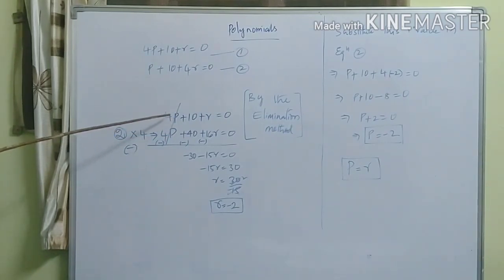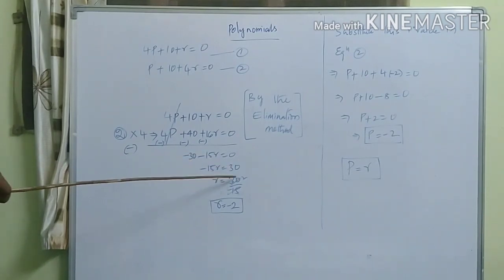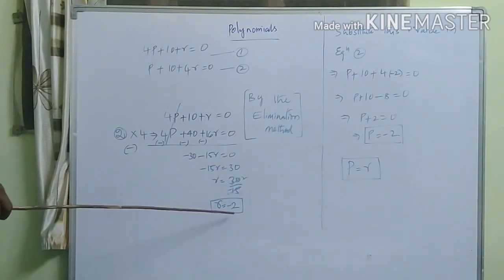subtraction. 4P minus 4P is equal to 0. 10 minus 40 is equal to minus 30. Plus R minus 16R is equal to minus 15R, equal to 0. So, minus 15R is equal to minus 30, transposes to plus 30. R is equal to 30 by 15, which is minus 2. So, the value of R is equal to minus 2.